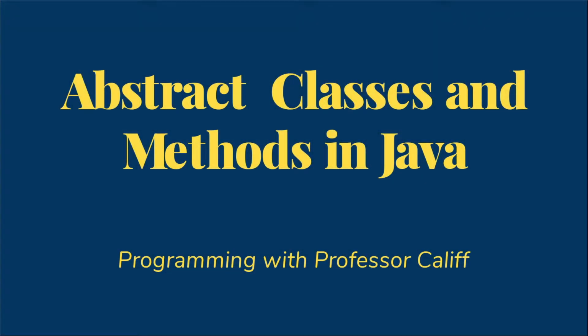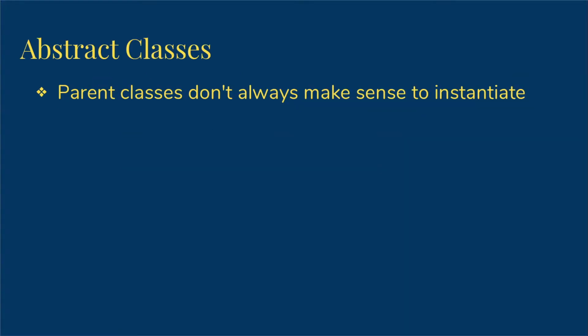In this video, I want to introduce you to abstract classes and methods in Java. As we create class hierarchies to take advantage of inheritance, we sometimes will have parent classes where we don't want people to make objects out of those classes. The class contains useful data and functionality that all of our child classes need, but it doesn't make sense to make objects that are just the parent class.